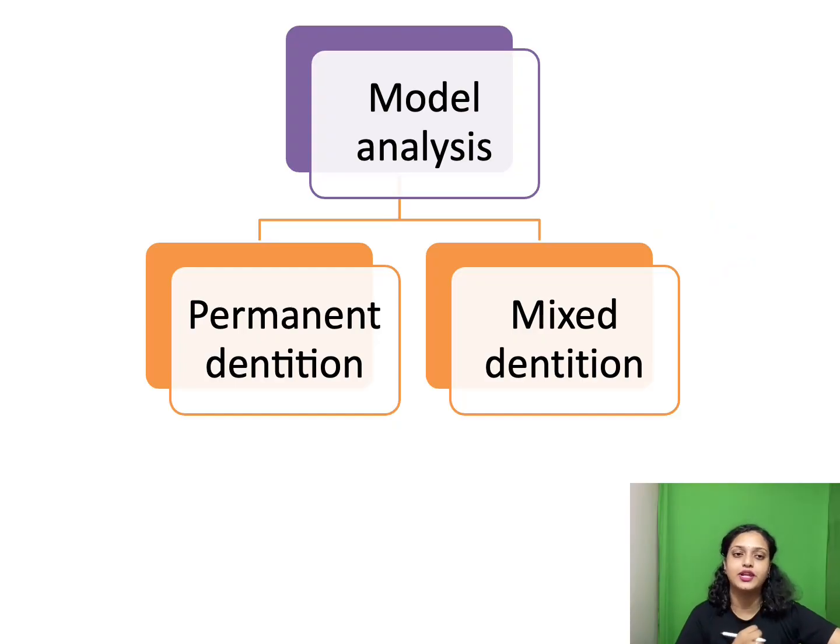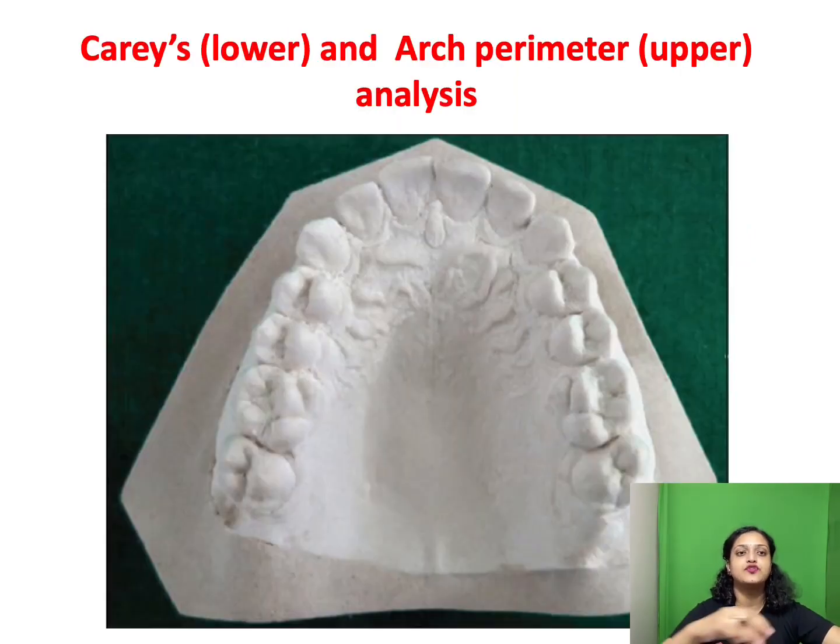Next, going into the model analysis, there are two types of analysis, as you all know: permanent dentition analysis and mixed dentition analysis. Permanent dentition analysis is generally done to see if the space that is required for the patient is available or not. Mixed dentition analysis is to check if the space in the arch is enough for the erupting tooth or not, or to check how big the erupting tooth is. That's all. So first we go into the Carey's and arch perimeter analysis.